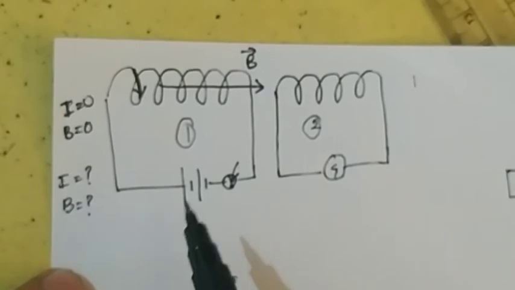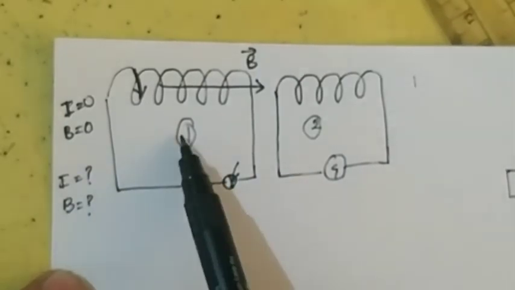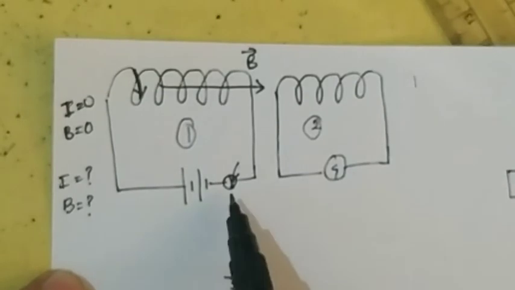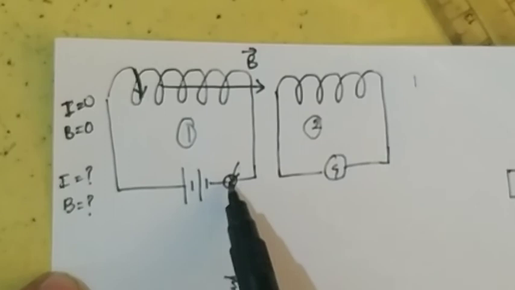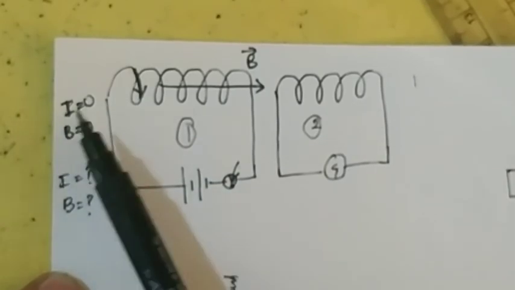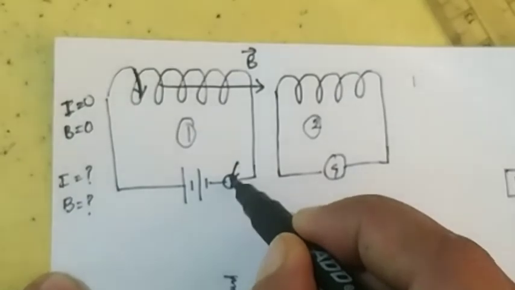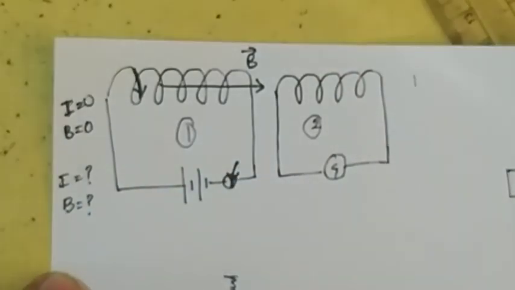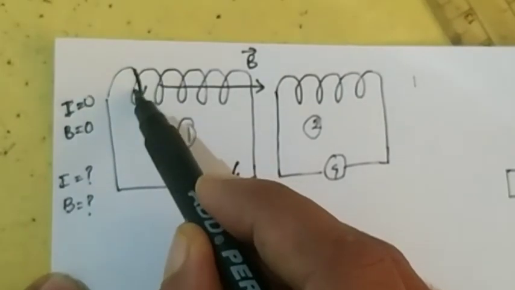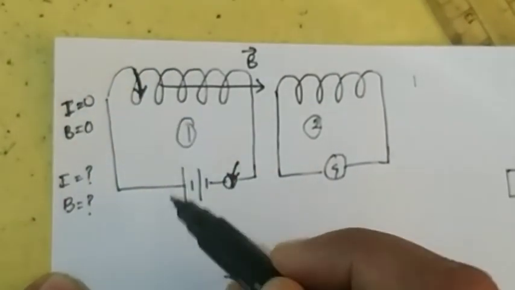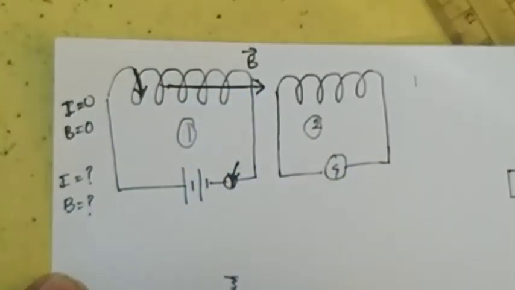Let us discuss the case of mutual induction. I am having two coils. This is coil 1, attached with the battery and key, and the second coil is attached with the galvanometer. Initially, when the key was not closed, the current will be equal to 0, and so will the magnetic field. As I close this key, the current starts building up and the direction of current is along this direction. According to the right hand thumb rule, the direction of the magnetic field is along this direction.